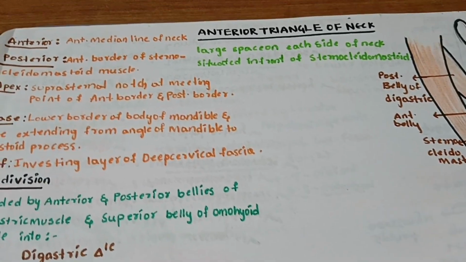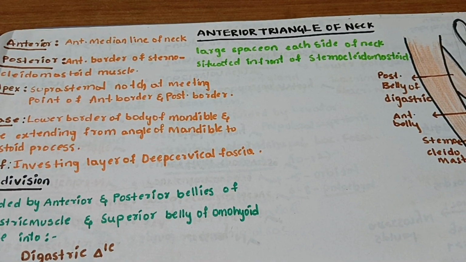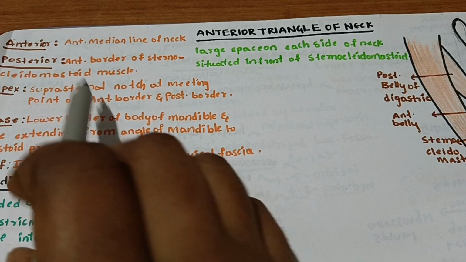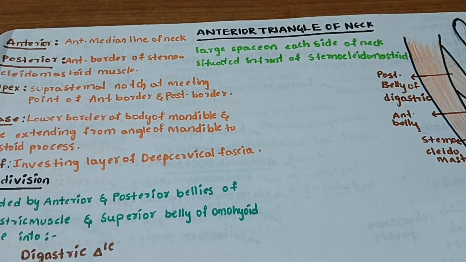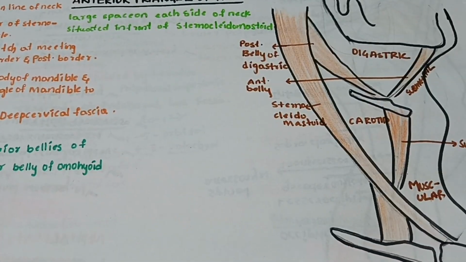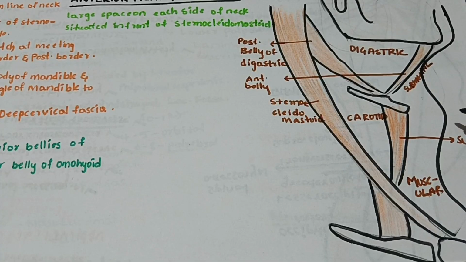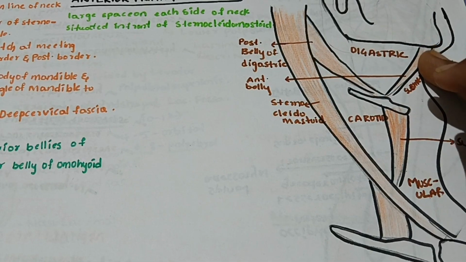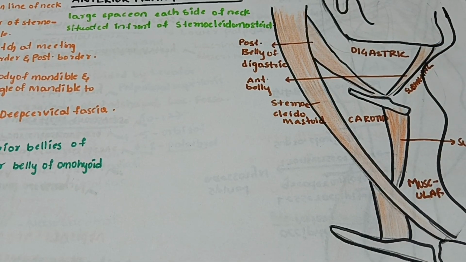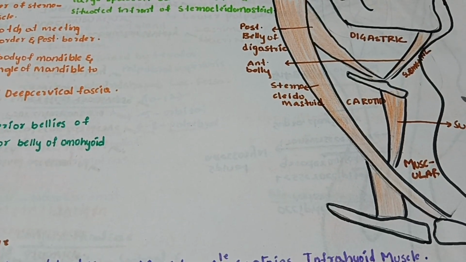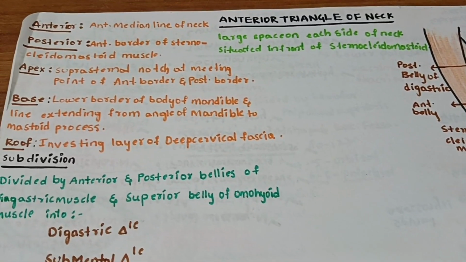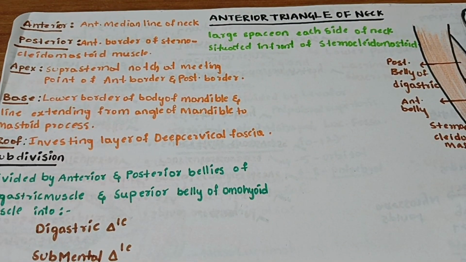Remember this. Now, in the anterior triangle, the anterior border is formed by the anterior median line of the neck. What is the anterior median line of the neck? It is an imaginary line extending from the symphysis menti to the sternum. That becomes the imaginary median line. The anterior median line of the neck becomes the anterior border of the anterior triangle.